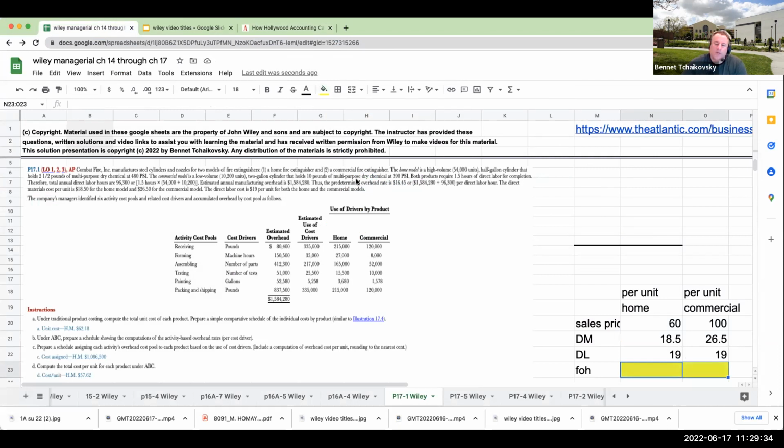concern. So in going through this, we're going to be using activity-based costing today, but the other one that this goes through is basically a single plant-wide overhead. The question itself gives us the answer, but I want to show you how they're getting to that answer for the single plant-wide overhead. So over here, our estimated annual manufacturing overhead is $1,584,280.